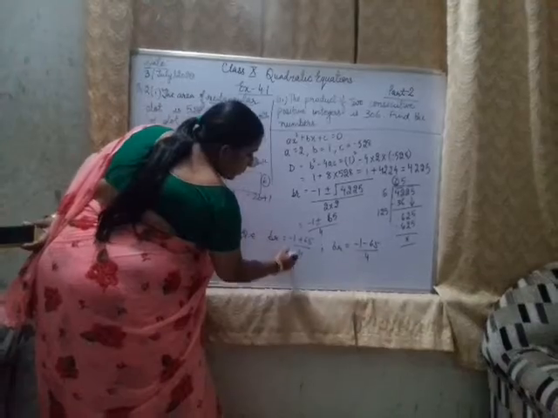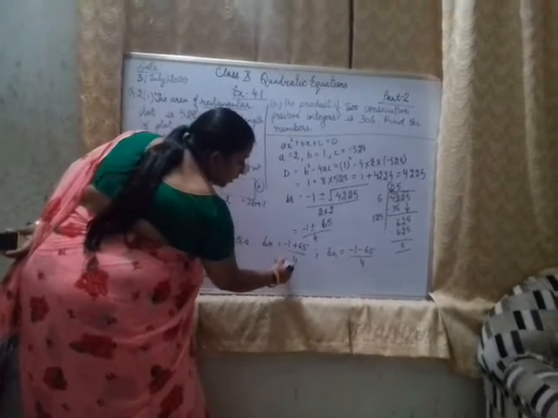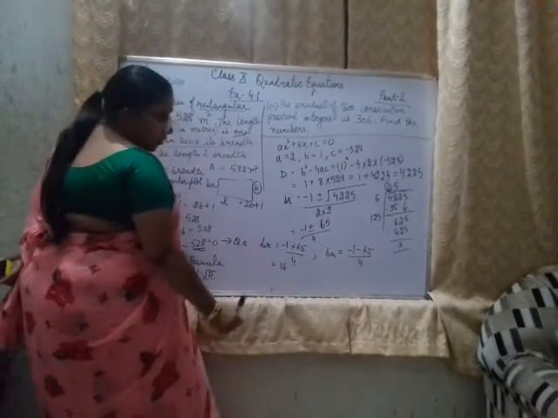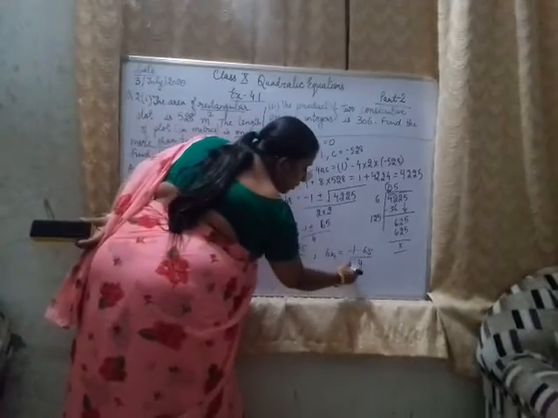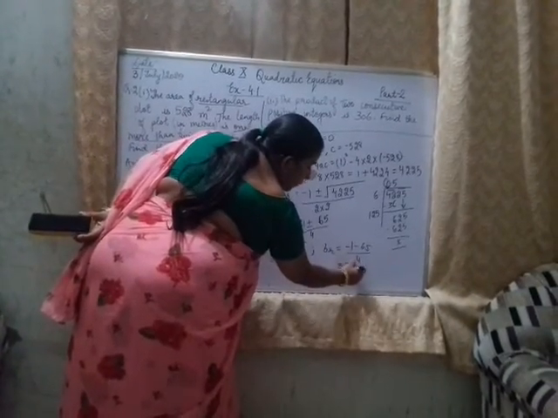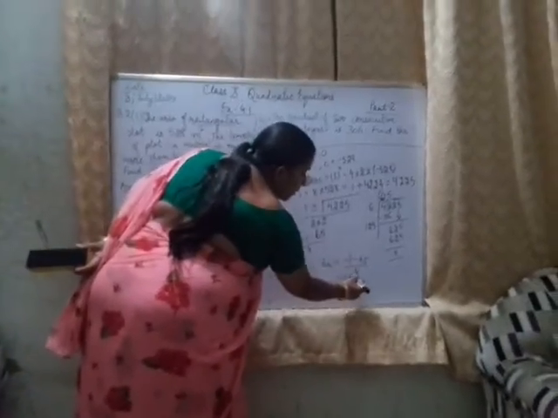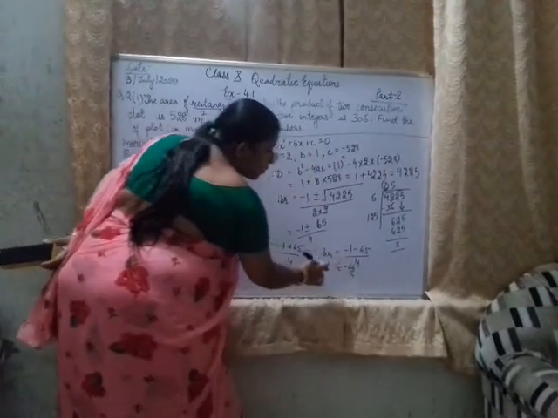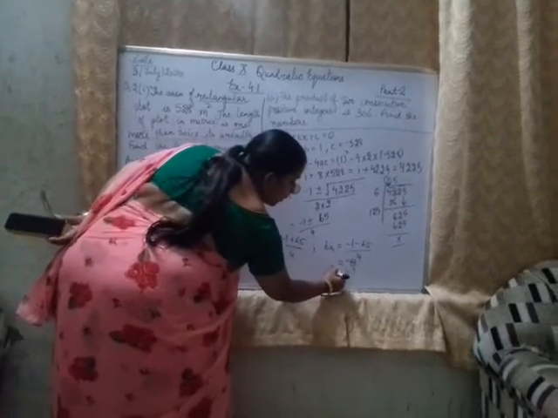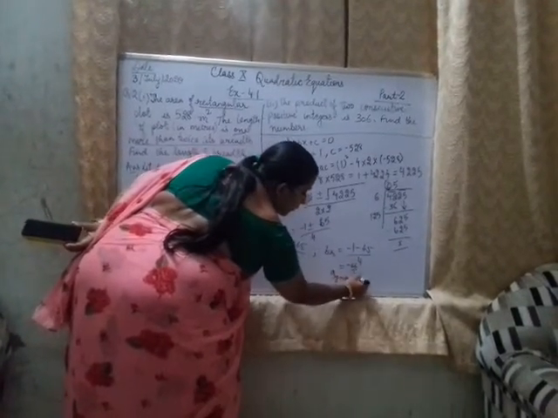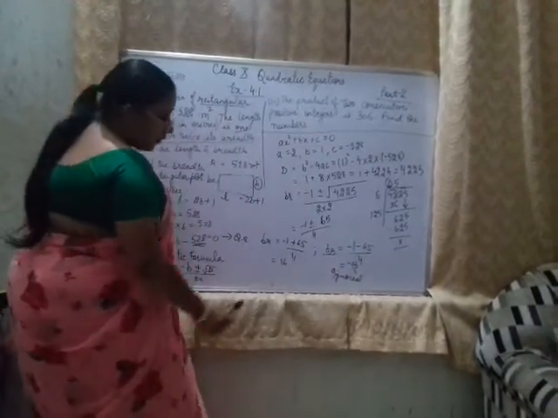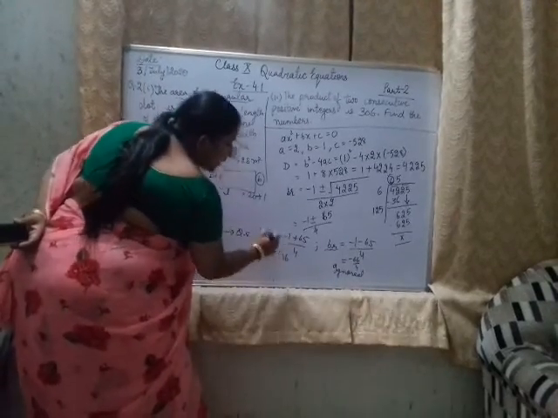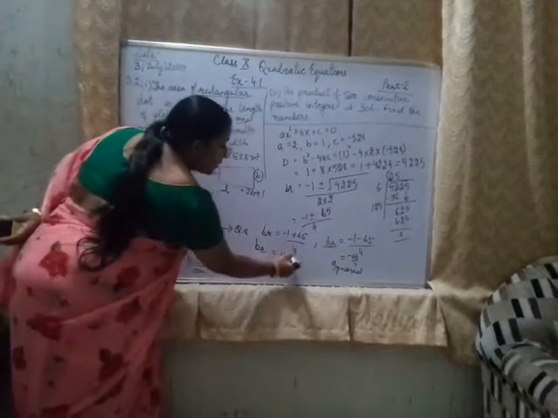Okay, so this will be 64 by 4, that is 16, and here you will get minus 66 upon 4, which will be a negative value. So this value will be ignored because breadth can never be negative. So the value of breadth is 16 meters.